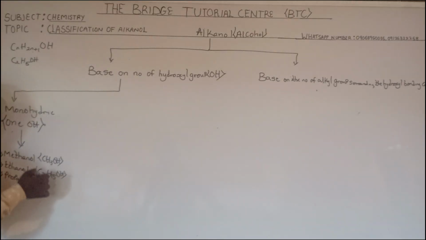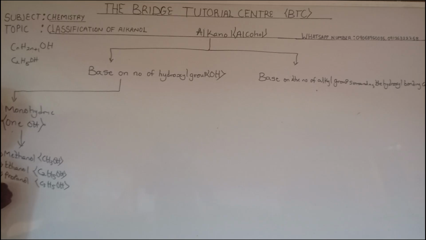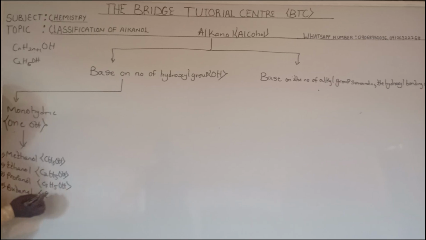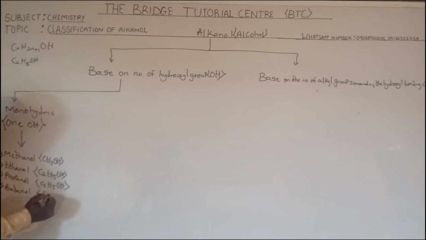Instead of C2, it will be C3. We have 2 hydrogen, we have H5, O to OH, that's propanol. We have the next one, butanol, which is number 4. So that will be what? You have CH2 again. So this one, butanol, is C4H.